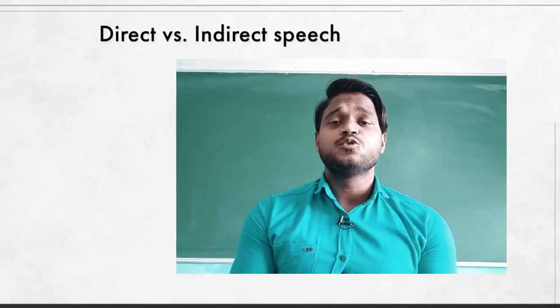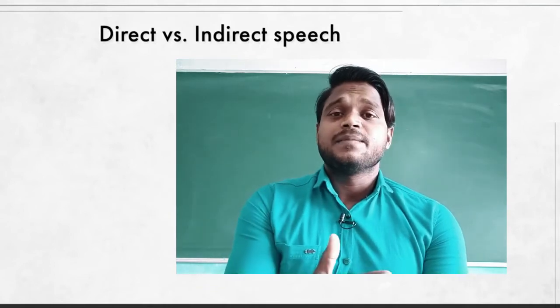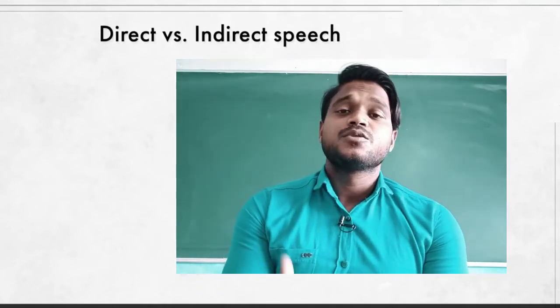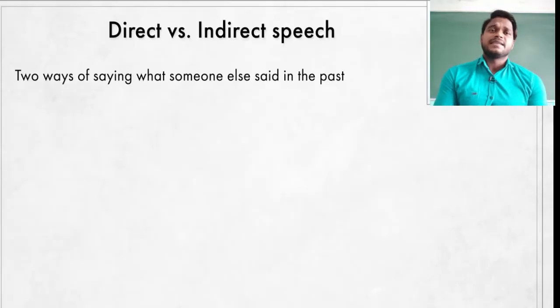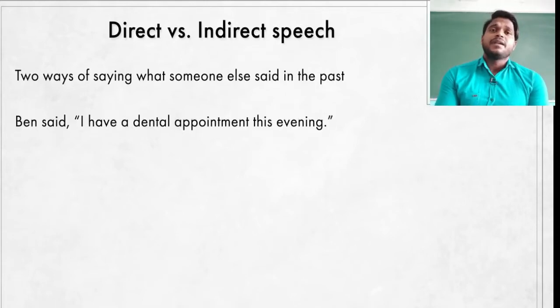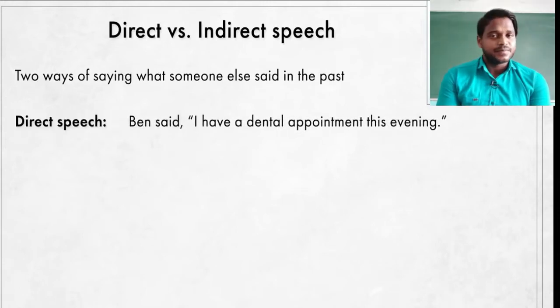Well, these are the two ways in which we can understand speech. One is example 1 and one is example 2. Here on the screen appear two ways of saying what someone else said in the past. For example, we can take: Ben said, I have a dental appointment this evening. This is actually called direct speech, but we don't always repeat the other person's words exactly, because the words are not important, the message is important.